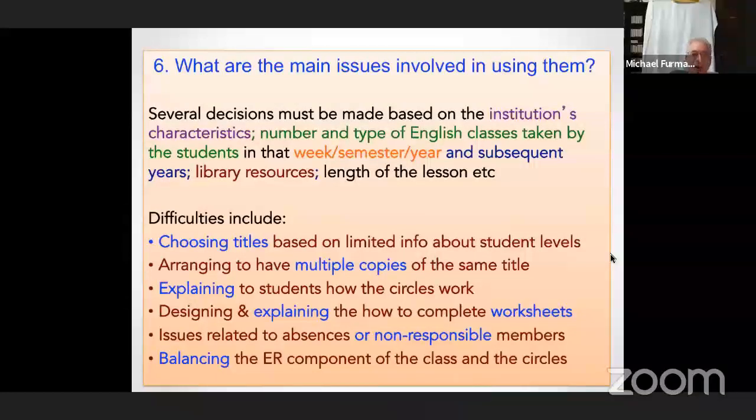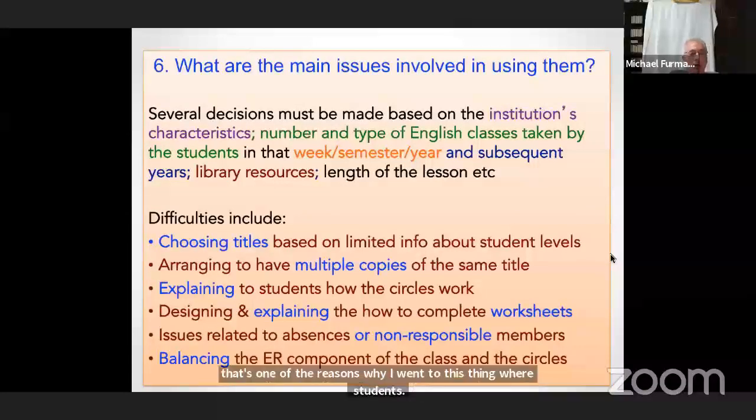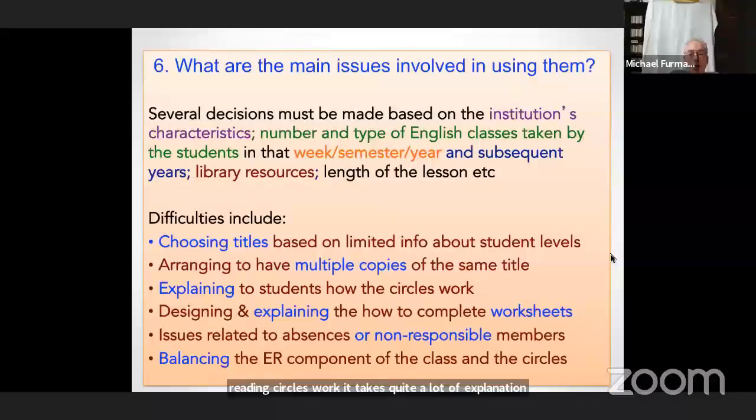Another big issue is having multiple copies. Our library doesn't allow multiple copies of graded readers. So that's one of the reasons why I went to this system where students buy the books and we have a class library. Another thing is just explaining how reading circles work. It takes quite a lot of explanation. Also, my worksheets are quite complicated. I'm going to show them to you in a moment. Explaining that is quite difficult too.